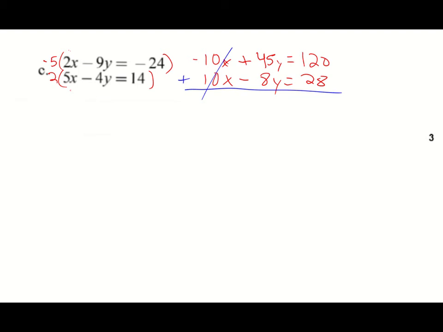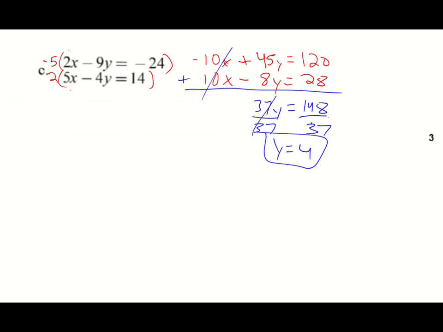When we do the y's, we add down, we're going to get 37y equals 148. And then when you divide, you're going to get 4. So you get some bigger numbers there, and it kind of sucked, but it was all good.